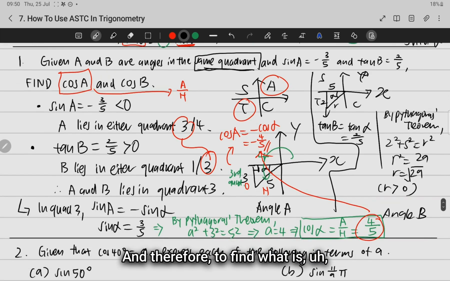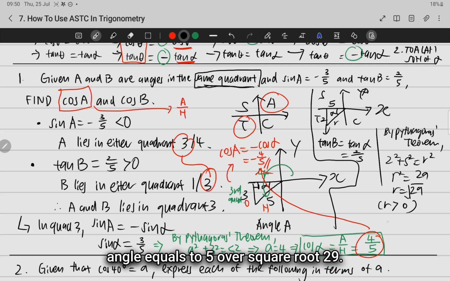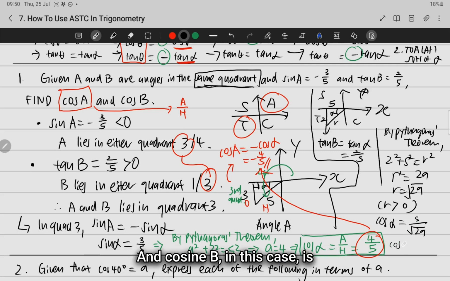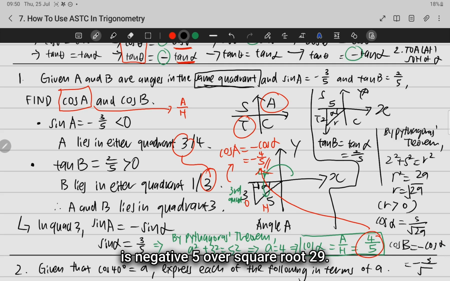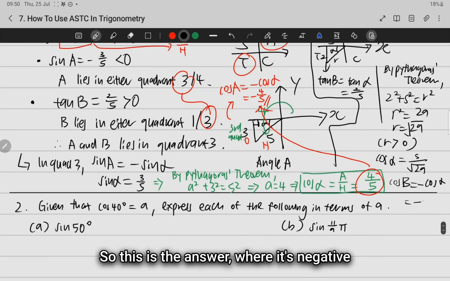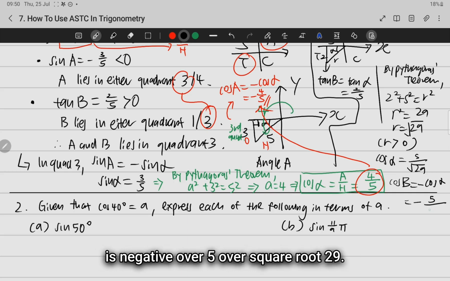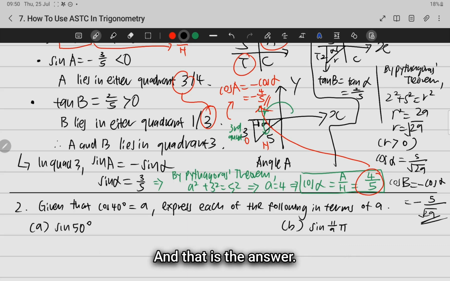And therefore, to find what is cosine B, we will just take cosine basic angle, which equals 5 over square root 29. And cosine B in this case is negative cosine basic angle, which is negative 5 over square root 29. So this is the answer, and that is the answer.